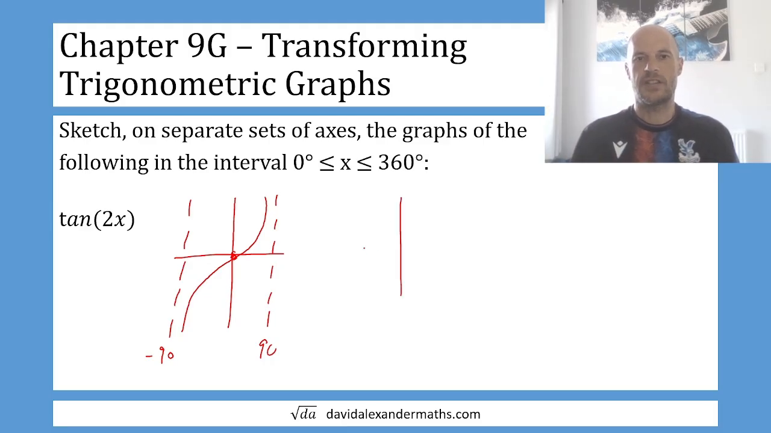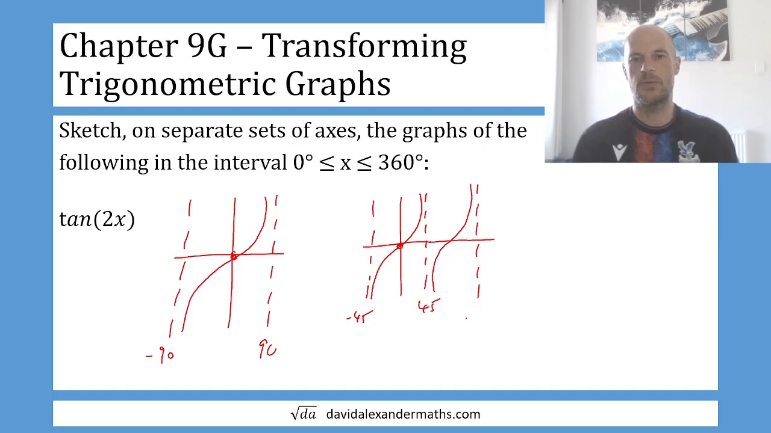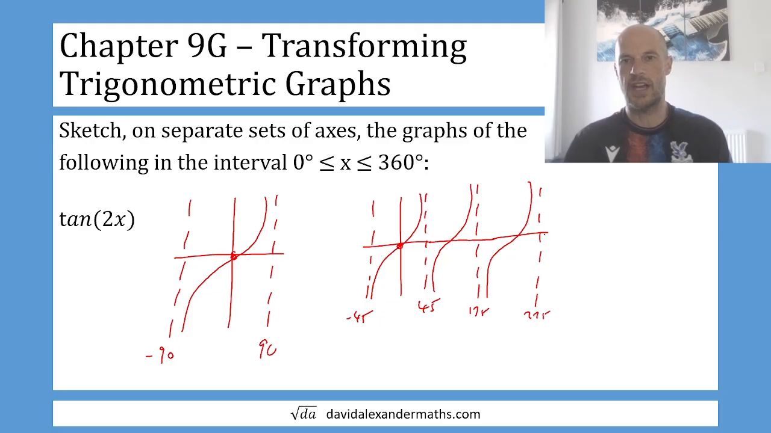So for the tan of 2x, I can just draw it exactly the same as before, but this asymptote is going to be half of 90, so that's going to be positive 45, negative 45, and that is the origin 0. Now usually tan repeats every 180 degrees, but the tan of 2x is going to repeat every 90 degrees. So our next asymptote is 45 plus 90, and 45 plus 90 is 135. Let's draw in another tan wave. Our next asymptote again is 135 plus 90, which is 225. And if I add another 90 onto that, that takes me to 315.